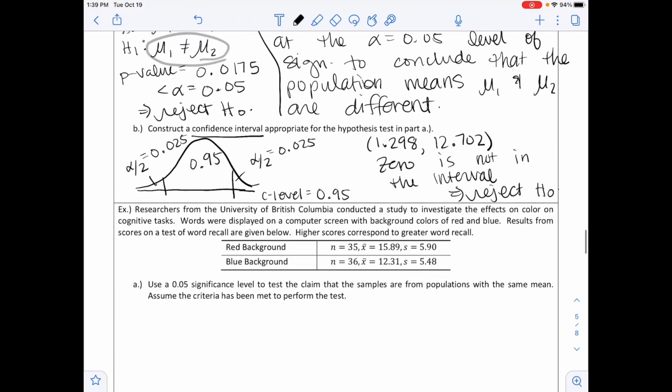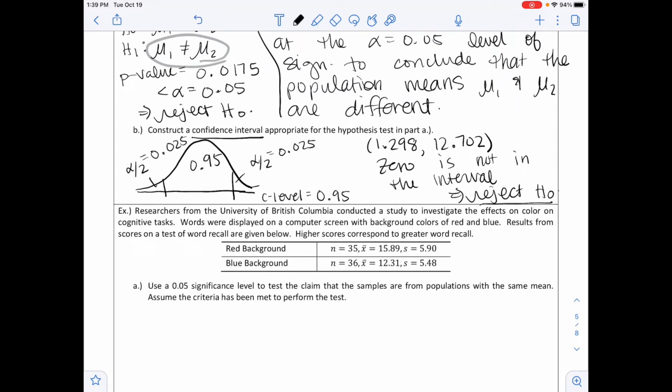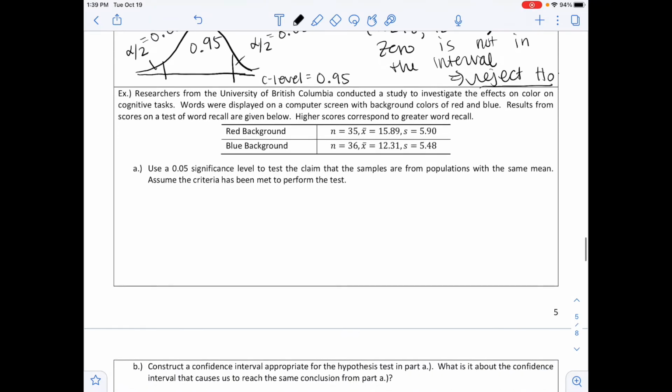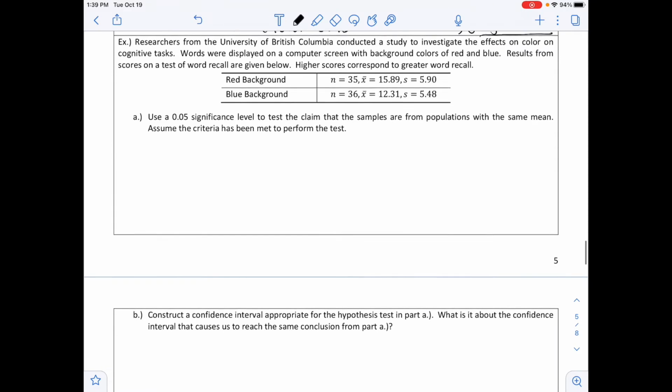And so if you look at this, we had reject H naught using the confidence interval approach, and then using the p-value method, we also had reject H naught. So that's kind of to get us used to using the calculator and setting these problems up. The next one that we have, the next example, is more of a word problem that we would see on homework or quizzes or exams.